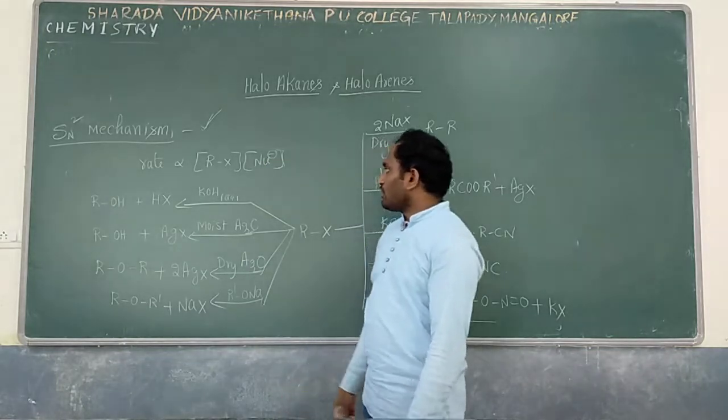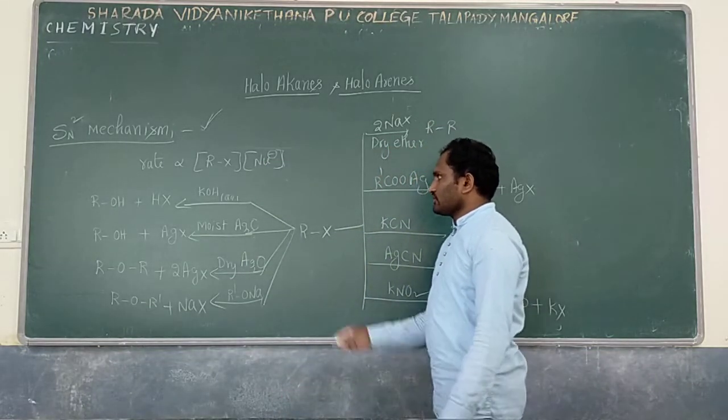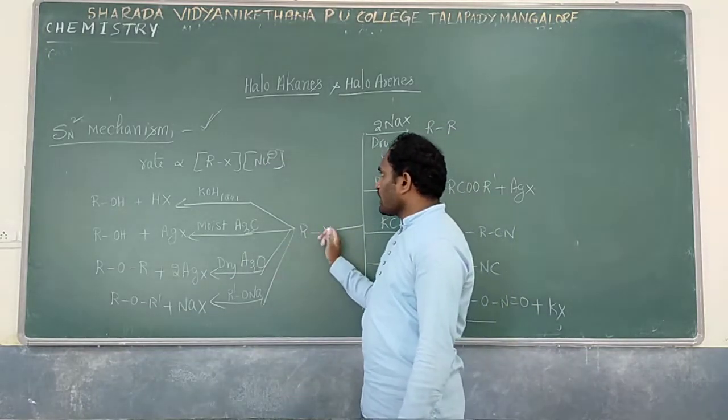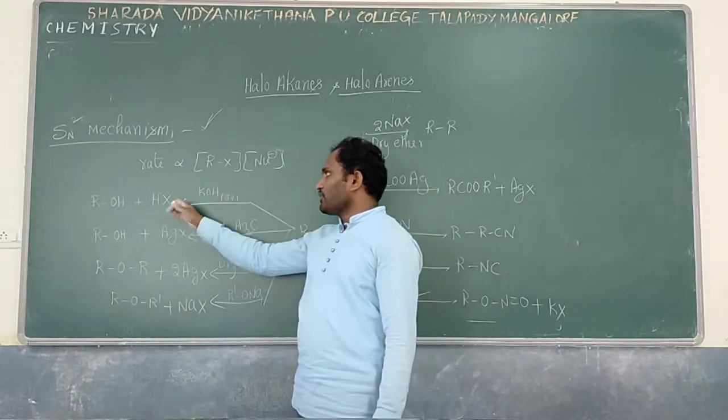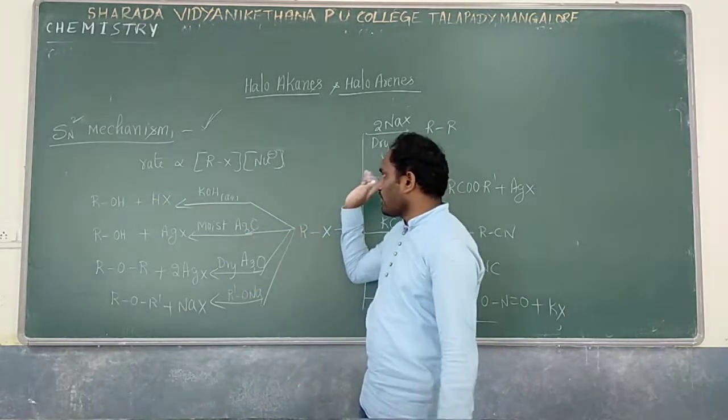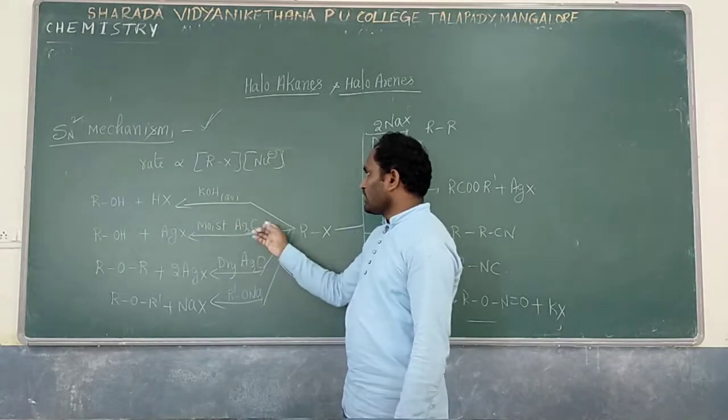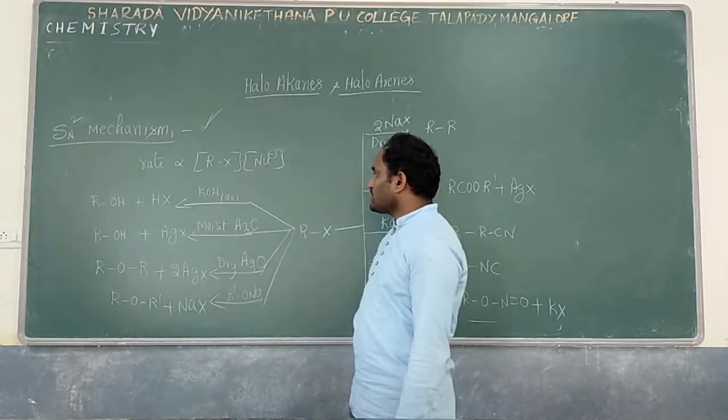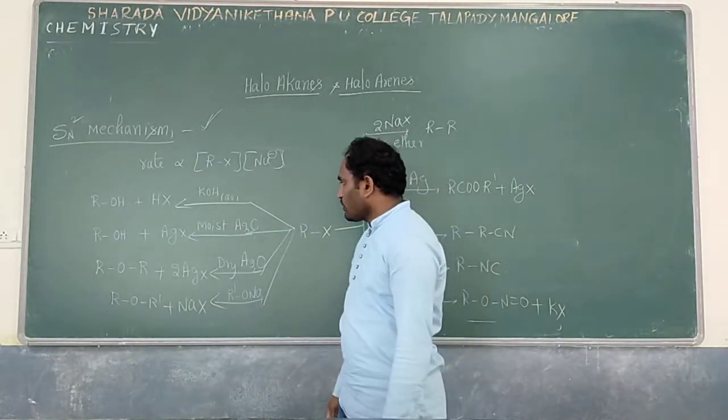Now, some chemical properties, some important reactions. You see, alkyl halide upon treatment with aqueous KOH, you get alcohols. Even moist Ag2O will also supply OH. Next one, with Ag2O, if you use Ag2O.